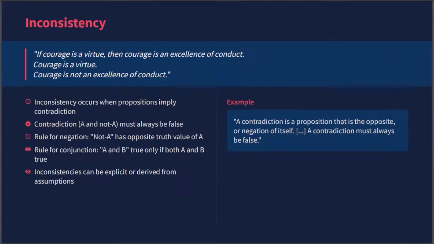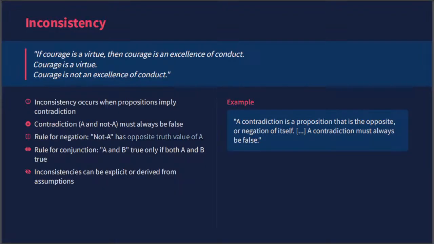Let's move along here. Now we're on to the inconsistency. If courage is a virtue, then courage is an excellence of conduct. Courage is a virtue. Courage is not an excellence of conduct. It's an inconsistency. The inconsistency occurs when propositions imply contradiction. The contradiction A and not A must always be false. The rule for negation: not A has the opposite truth value of A.